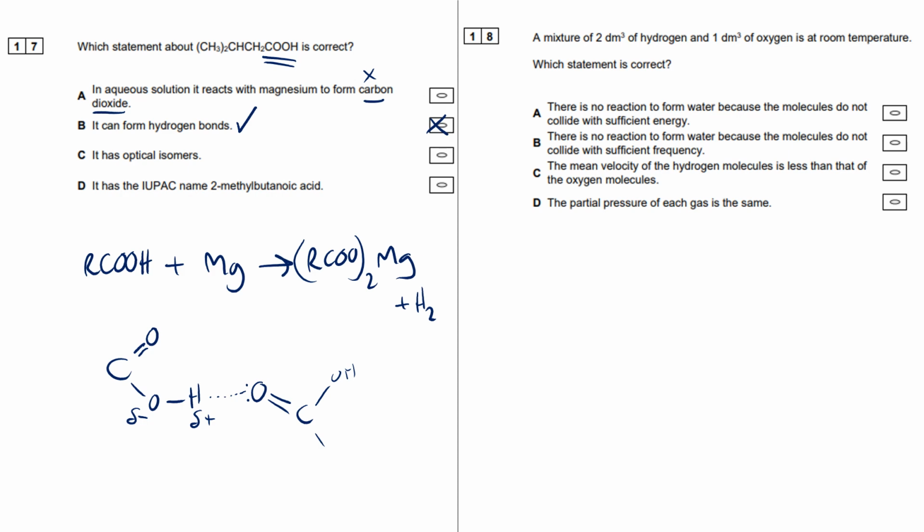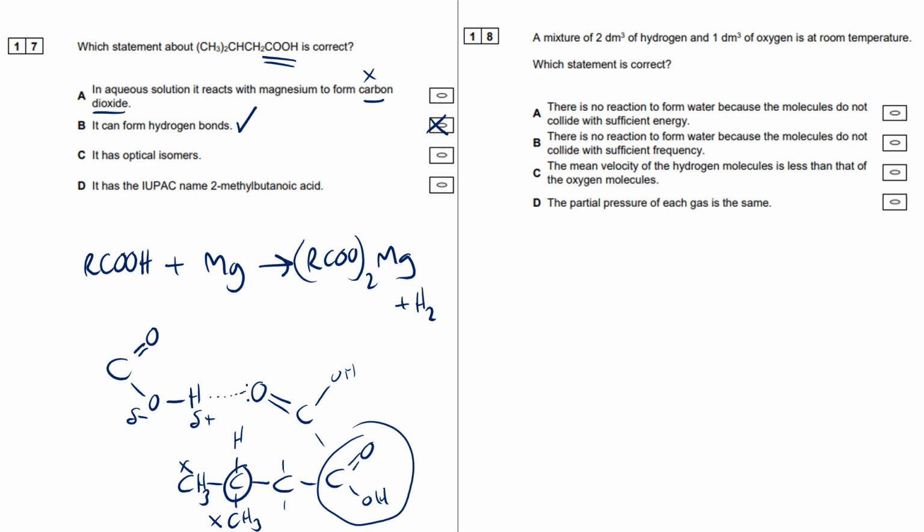Does it have optical isomers? Just drawing this out, are there any carbons with 4 different groups attached? So we have 1, 2, 3, 4 carbons in a row. You've got 2 hydrogens on the second carbon. You've got 1 hydrogen on the third carbon, but you have 2 methyl groups. Obviously if it's got more than 1 hydrogen it can't have optical isomers. This carbon here that I've just circled has 2 methyl groups, so that can't be chiral. And the COOH only has 3 different groups. So no chirality, therefore no optical isomers.